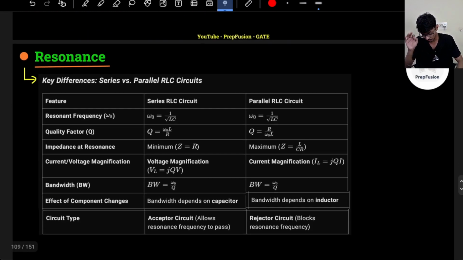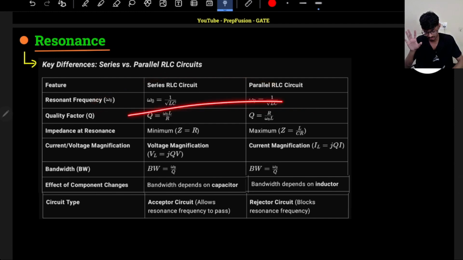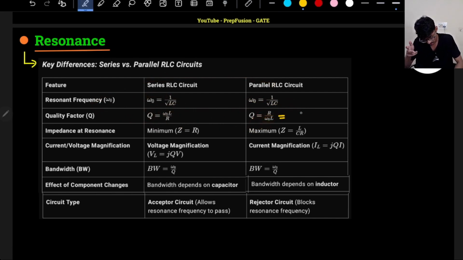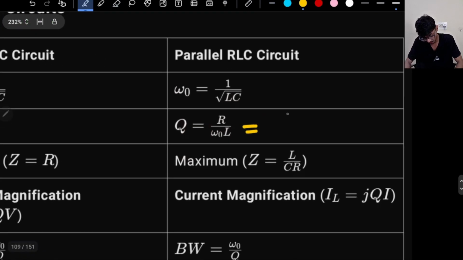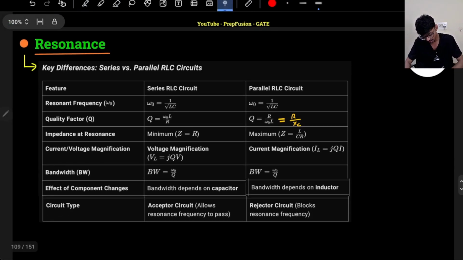Okay, so these are the key differences between series and parallel resonance circuits. Omega naught is the same, but the quality factor will be different. Here it will be omega naught L by R, and here it will be R by omega naught L. This cannot be written as R by omega naught C; it can be written as R by XC basically, and XC is 1 by omega naught C. So yeah, these are the conditions basically.